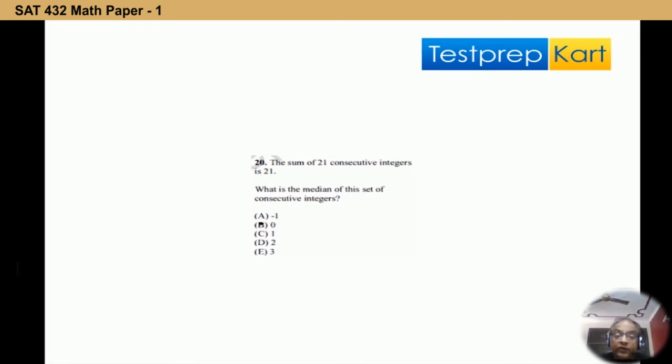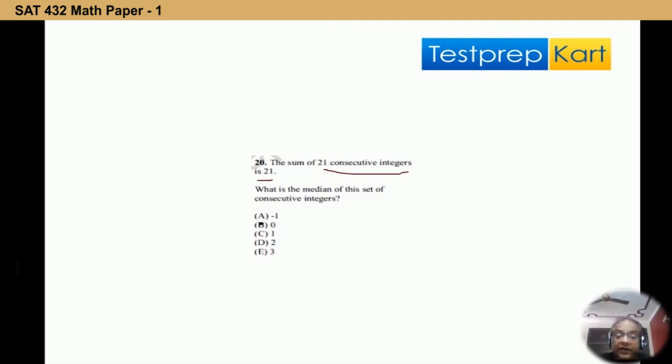The sum of 21 consecutive integers is 21. What is the median of this set of consecutive integers? Now, what's the median? Median is basically the middle value. So these are 21 consecutive integers, and the sum is 21.